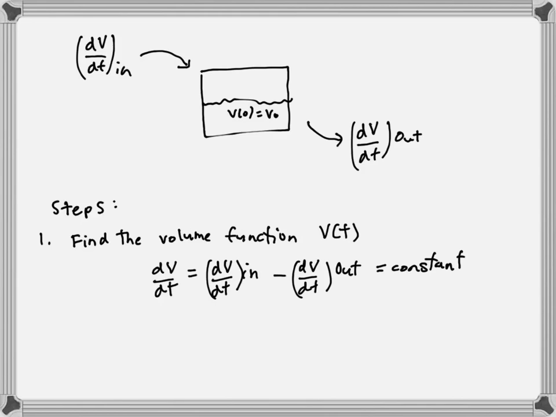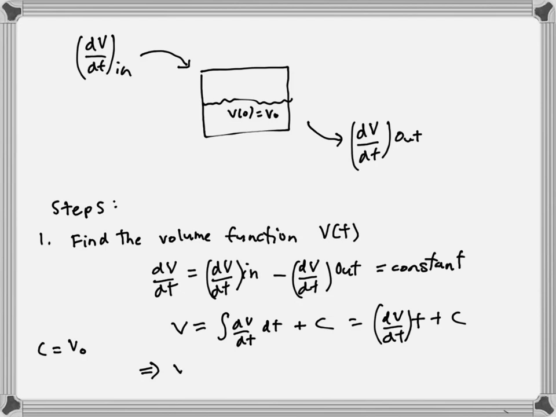Because if dV dt is a constant, then V is going to be the integral of dV dt, plus C. Okay, what's that going to be? That's going to give you just dV dt times t. Remember, this is a constant, and then it's just going to be plus C, and when you look for your V naught, you plug in 0, and this gives you that C is equal to V naught. So that leads us to the following. V of t is just going to be whatever dV dt is times t plus V naught. This right here is the volume function. So this is what you do for the first step, to find the volume function.